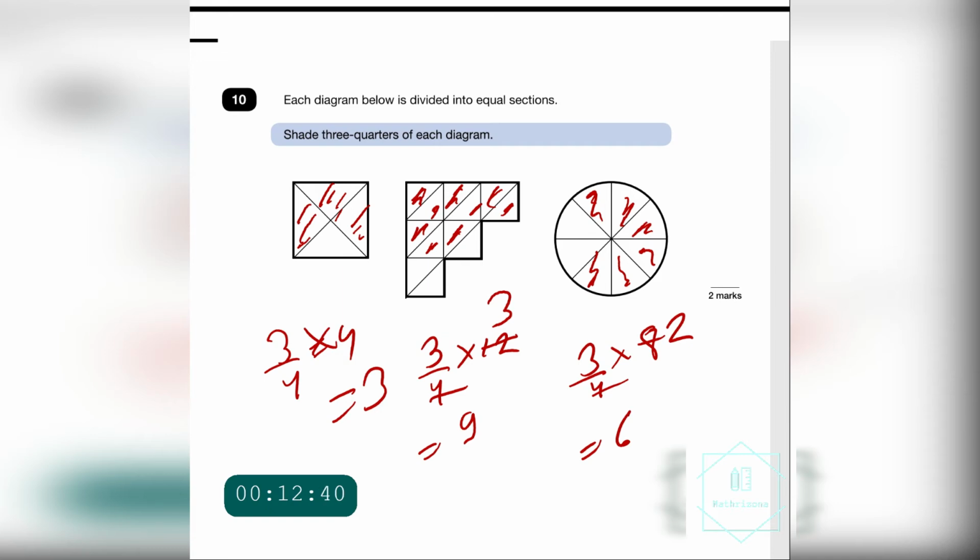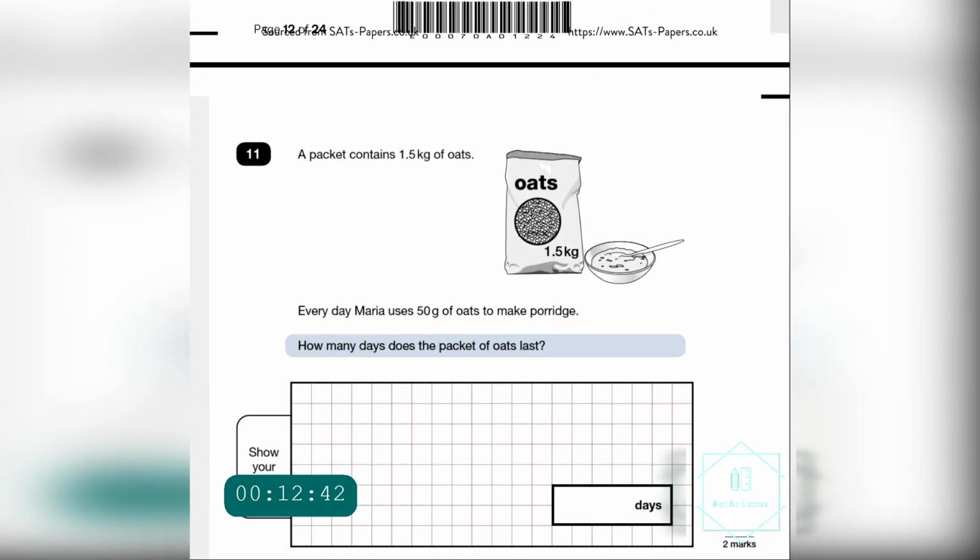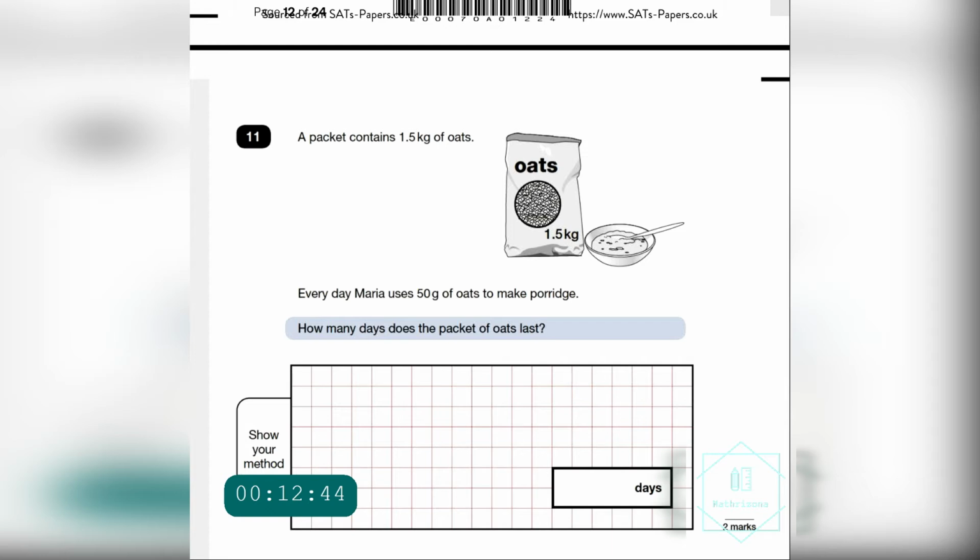Good. Let's move to the next question. A packet contains 1.5 kilograms of oats. Each day Maria uses 50 grams of oats to make porridge. How many days does the packet of oats last?